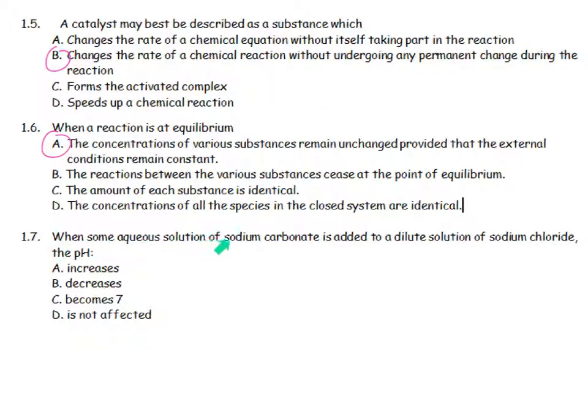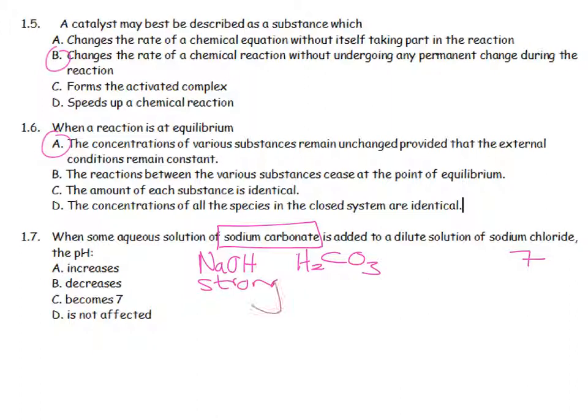When some aqueous solution of sodium carbonate is added to a dilute solution of sodium chloride, what is going to happen? So sodium chloride has a pH of 7. Sodium carbonate, however, is going to have come from NaOH, which is a strong base, and carbonic acid, which is H2CO3, which is weak. So that's strong. That's weak, and therefore I'm going to become more basic, which means that the pH is going to increase.